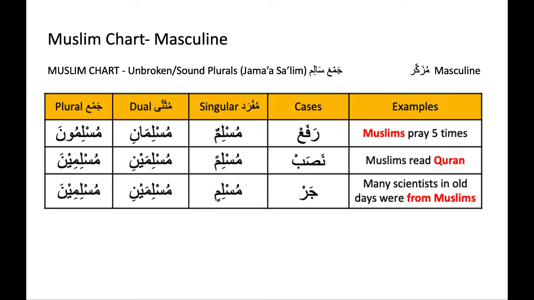It must be noted and remembered that the dual of both nasab and jar state is same. For example, here, muslimaini, muslimaini, both same for nasab and jar. In the same way, the plural for both nasab state and jar state is same, muslimina, muslimina.